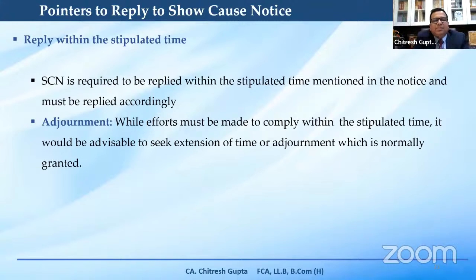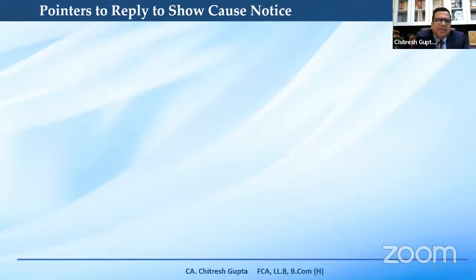It is not that the department has issued the show cause notice today and asks you to reply by tomorrow. So it is not a valid show cause notice. The department has to give you a reasonable time to reply. And in case you are not able to reply by the stipulated time, then you can take an adjournment by filing an adjournment letter to the jurisdictional authority, which is normally granted by the authority.